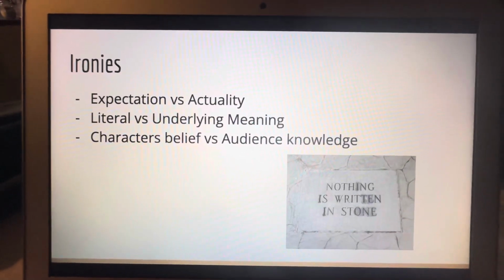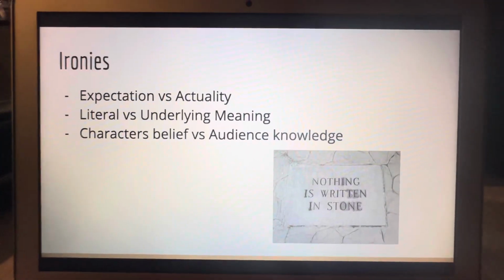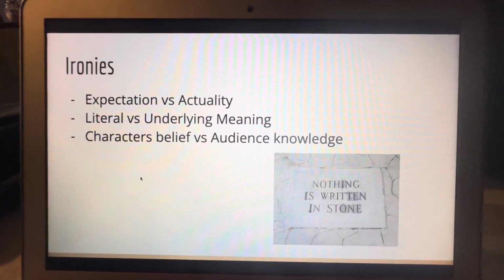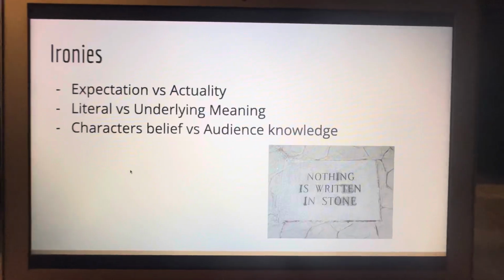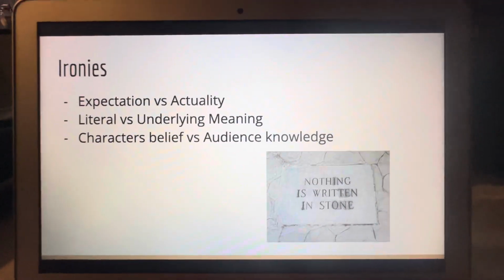And then another irony is the character's belief versus the audience's knowledge, like a character saying, see you tomorrow, but the audience knows that he dies today.